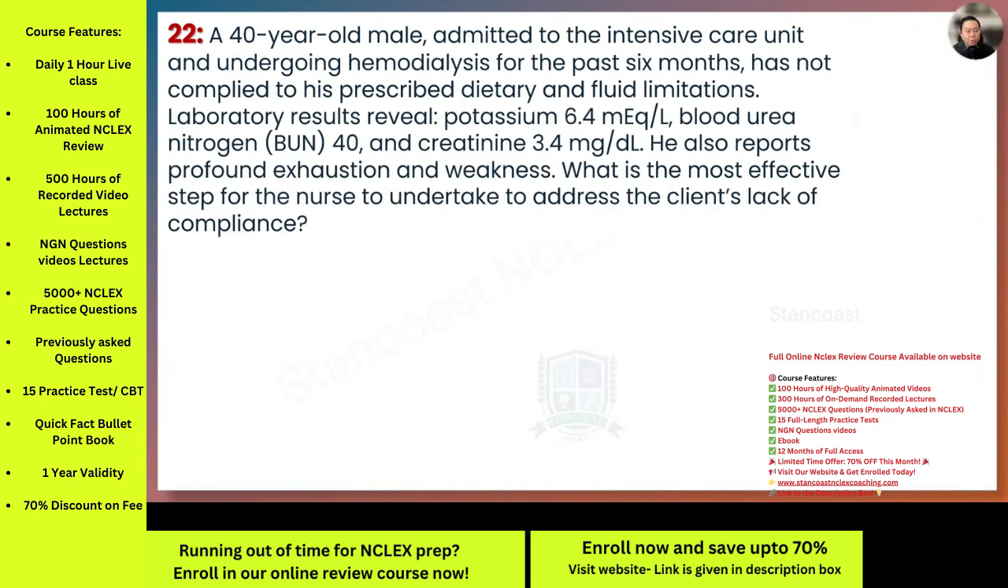22. A 40-year-old male admitted to the intensive care unit and undergoing hemodialysis for the past 6 months has not complied with his prescribed dietary and fluid limitations. Laboratory results reveal potassium 6.4 milliequivalents per liter, blood urea nitrogen 40, and creatinine 3.4 milligrams per dL. He also reports profound exhaustion and weakness. What is the most effective step for the nurse to undertake to address the client's lack of compliance?